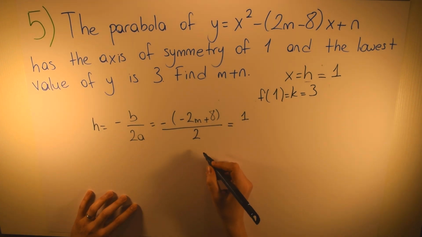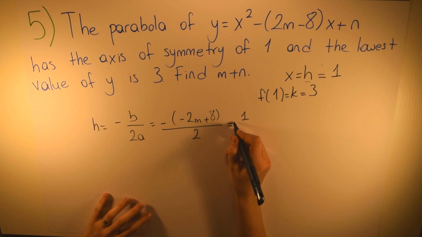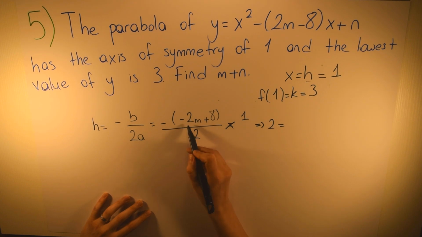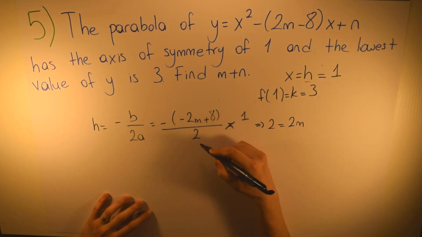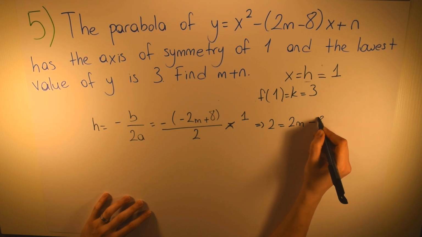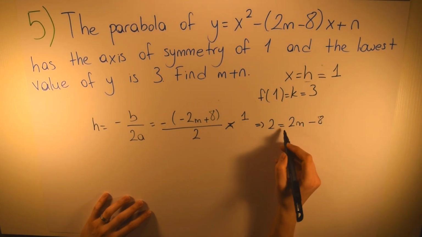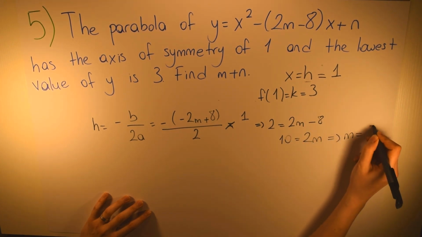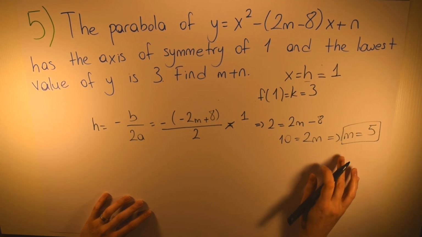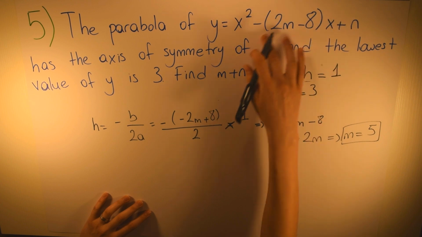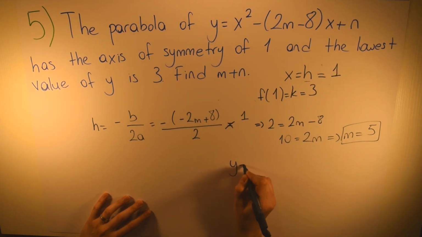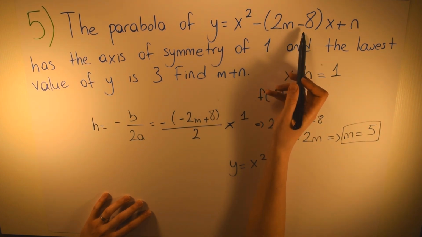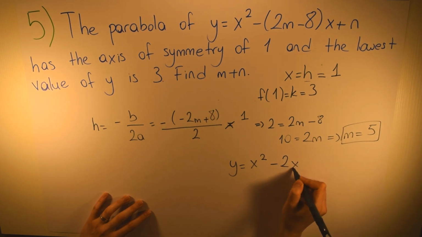So from here, let's do cross multiplication. When we do cross multiplication, we get 2 is equal to minus times minus 2m, it's 2m. Minus times plus 8, it's minus 8. And from here, I put this here, and then 10 is equal to 2m, and m is equal to 5. So I found the value of m. So let's write our equation again one more time. So y is equal to x squared. Here when I put 5, it's 10 minus 8, it's minus 2x plus n.